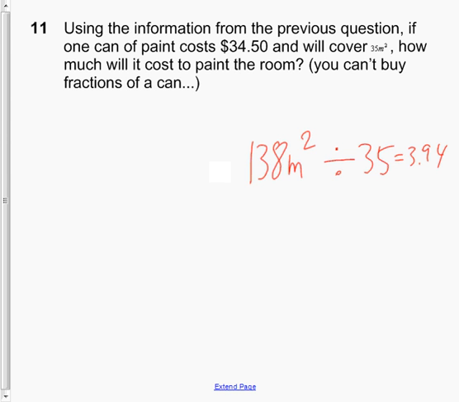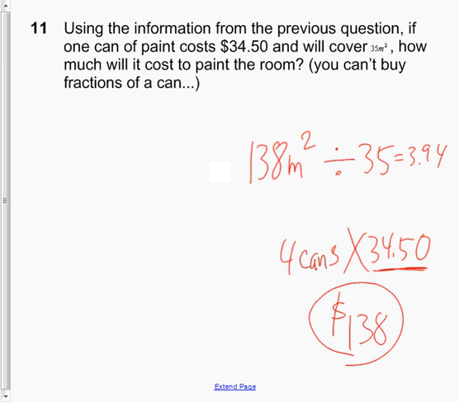How many cans of paint should I buy? 4. So the first part is I'm going to buy 4 cans of paint. That'll actually cover 140 square meters. I'm going to multiply that by the cost of each can. Now, I can do this mentally, because 2 times this will be $69. And then if I double $69 again, I'll get $138, which is the answer to the question. It will cost $138 to paint the room.